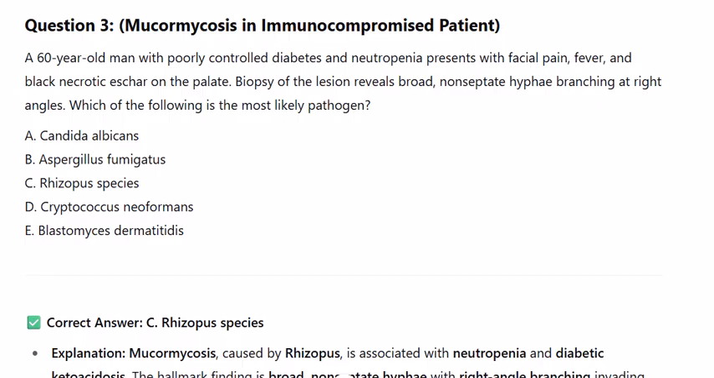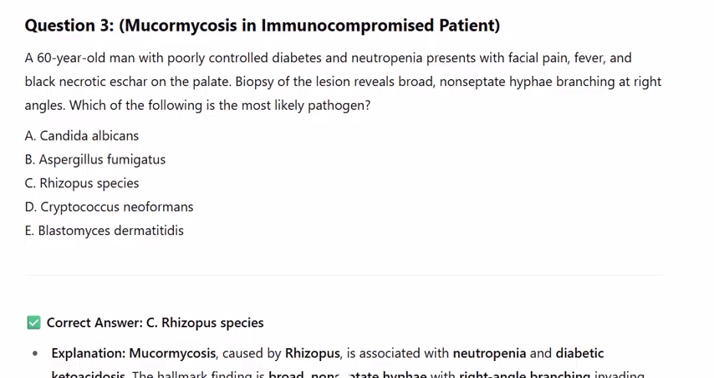A. Candida albicans. B. Aspergillus fumigatus. C. Rhizopus species. D. Cryptococcus neoformans. E. Blastomyces dermatitidis. Correct answer, C. Rhizopus species. Explanation: mucormycosis, caused by Rhizopus, is associated with neutropenia and diabetic ketoacidosis.